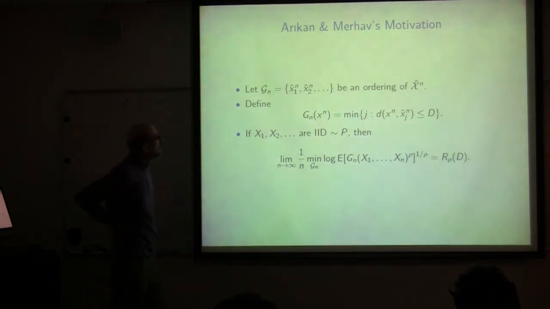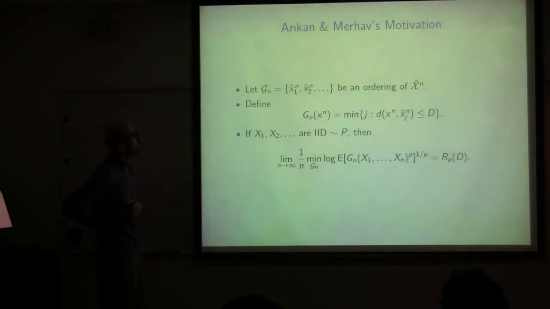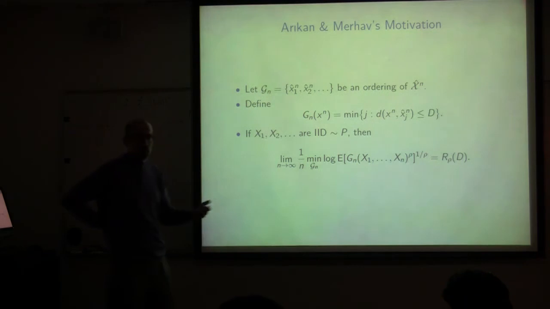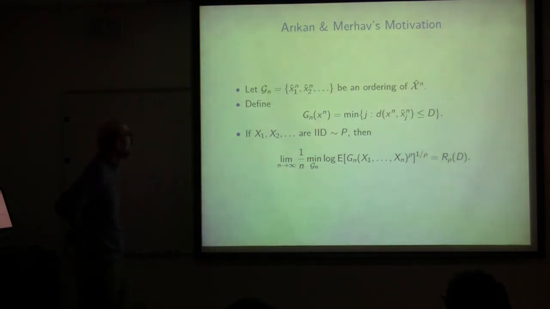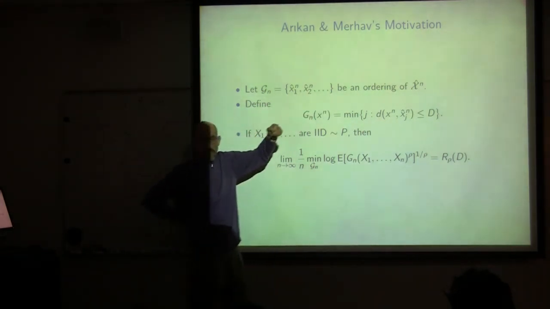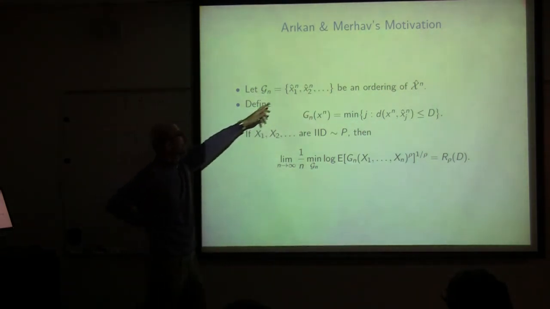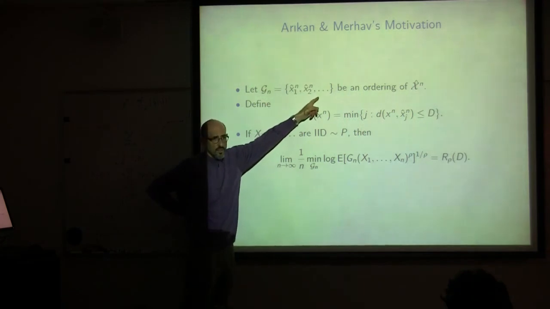The idea was that there's a source generated IID according to distribution P, and think about guessing the outcome. So you sequentially guess the outcome, and this is the sequence of guesses that you perform. Each guess is a reconstruction sequence: X1 hat n, X2 hat n, and so forth. This is the first guess, the second guess, etc.